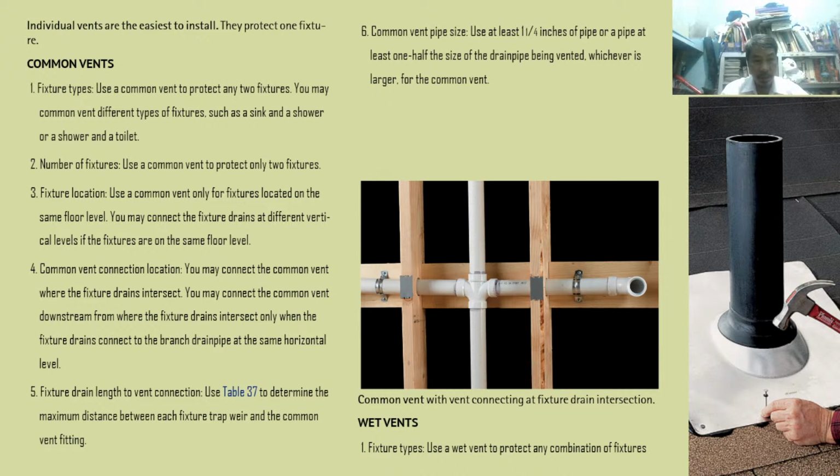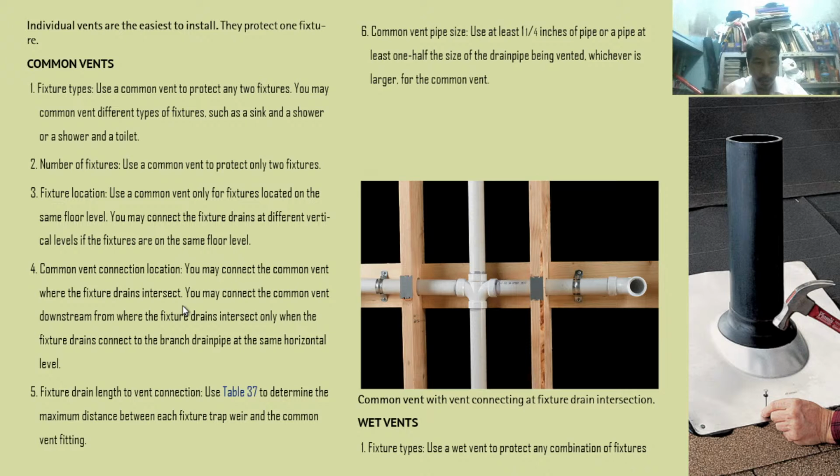Number four, common vent connection location. You may connect the common vent where the fixture drains intersect. You may connect the common vent downstream from where the fixture drains intersect only when the fixture drains connect to the branch drain pipe at the same horizontal level.